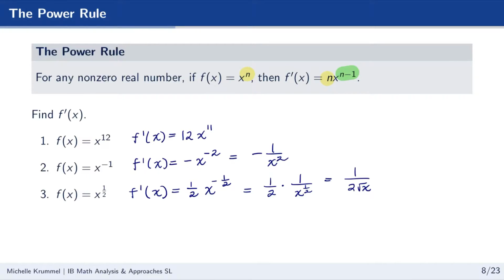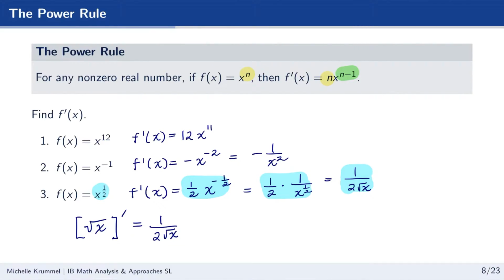The original function f of x equals x to the 1/2 can also be written as the square root of x. And so I highly recommend that you memorize that the derivative of the square root of x is 1 over 2 root x. If you don't have that memorized, it's okay. You can derive it just like we did here using the power rule. If you see the square root of x in the problem and you're trying to take the derivative of it, you convert it to x to the power 1/2. You apply your power rule. You simplify it so that there's a positive exponent, and then you rewrite it using radical notation instead of rational exponent notation.